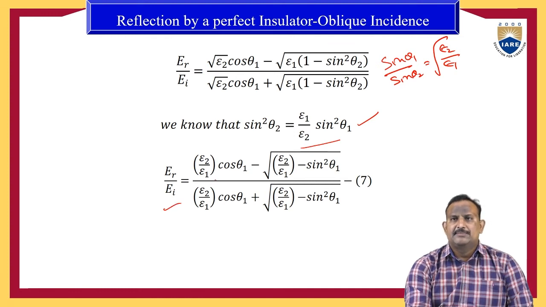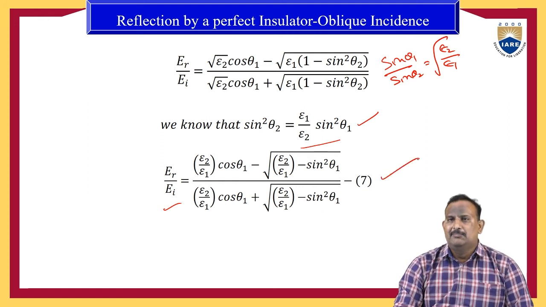epsilon 2 by epsilon 1 cos theta 1 minus root of epsilon 2 by epsilon 1 minus sin square theta 1, divided by epsilon 2 by epsilon 1 into cos theta 1 plus root of epsilon 2 by epsilon 1 minus sin square theta 1. So this is the final expression for parallel polarization.